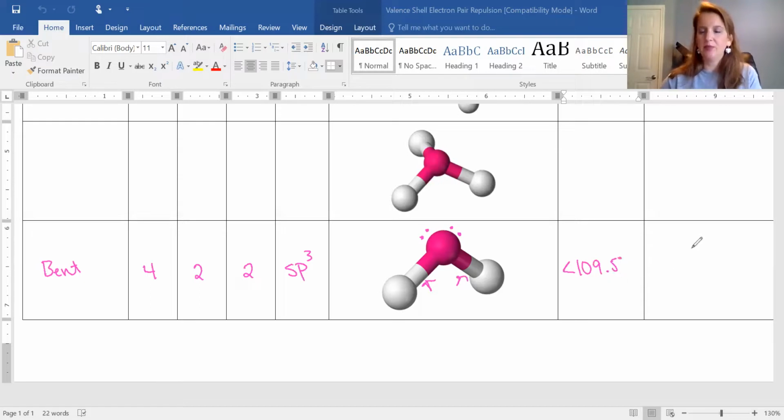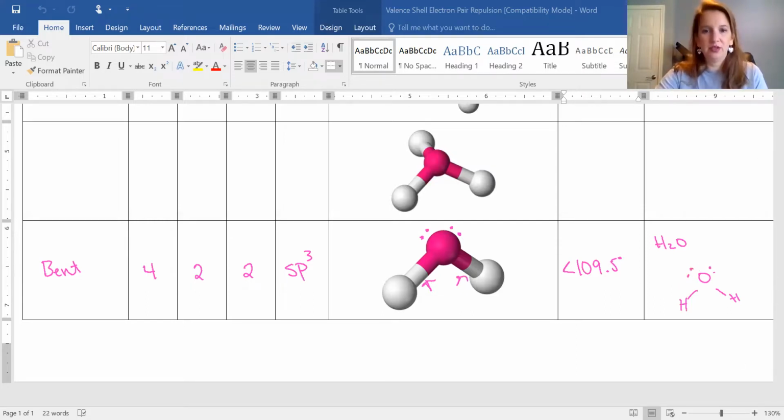And the classic example is going to be water, H2O. O is in the center. You've got your hydrogens bonded to it. And you have your 2 lone pairs on the oxygen pushing those hydrogens down.